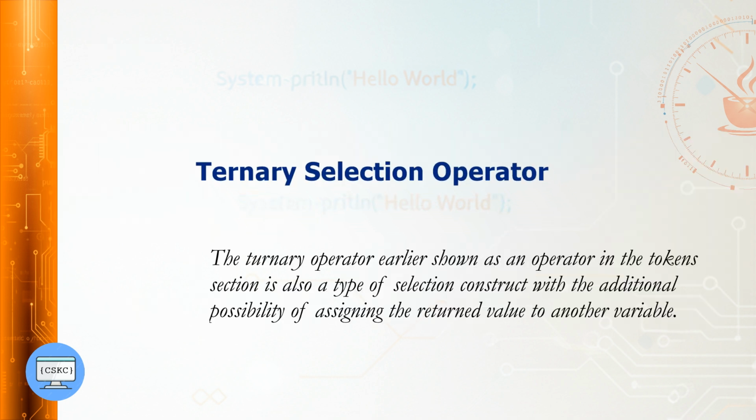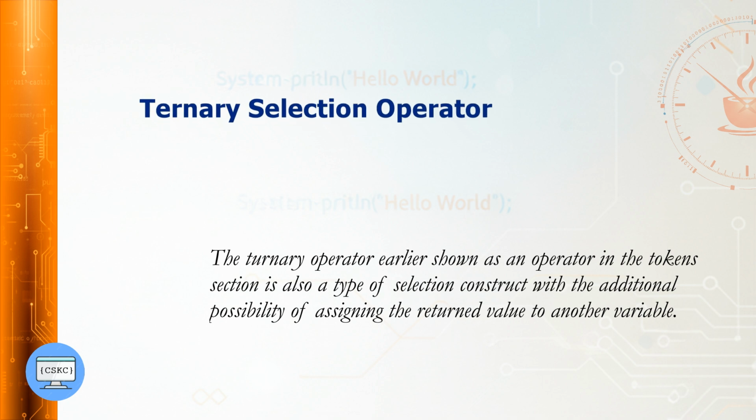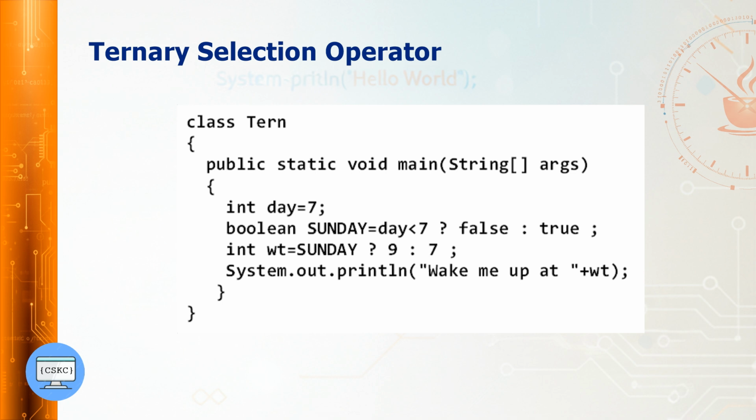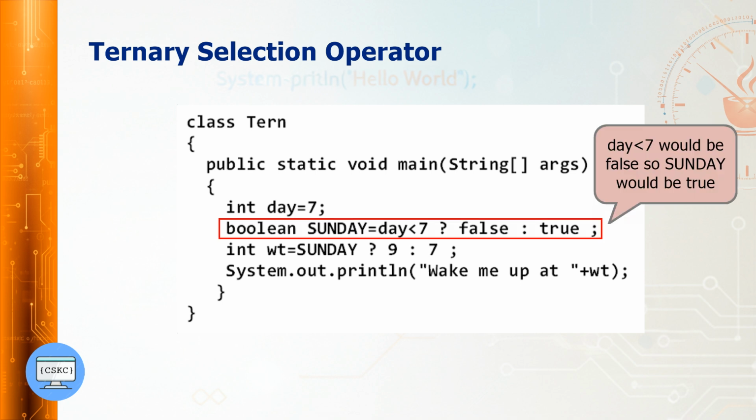The ternary operator, earlier shown as an operator in the tokens section, is also a type of selection construct with the additional possibility of assigning the returned value to another variable. Here is the example. Here there are two statements which are using the ternary selection.